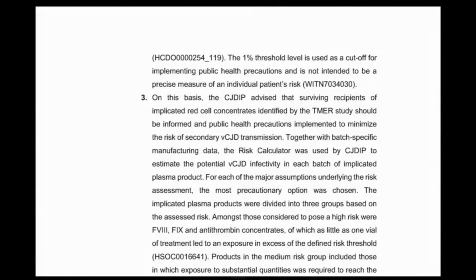Really. We'll come on to look at a document which may illuminate that, or may not. Thank you. I don't know. And then turning back, sorry, to page 81, I just want to ask you, back up to top, you make this point. The 1% threshold level is used as a cut-off for implementing public health precautions and is not intended to be a precise measure of an individual patient's risk. So can you just tell us what the difference is between those two?